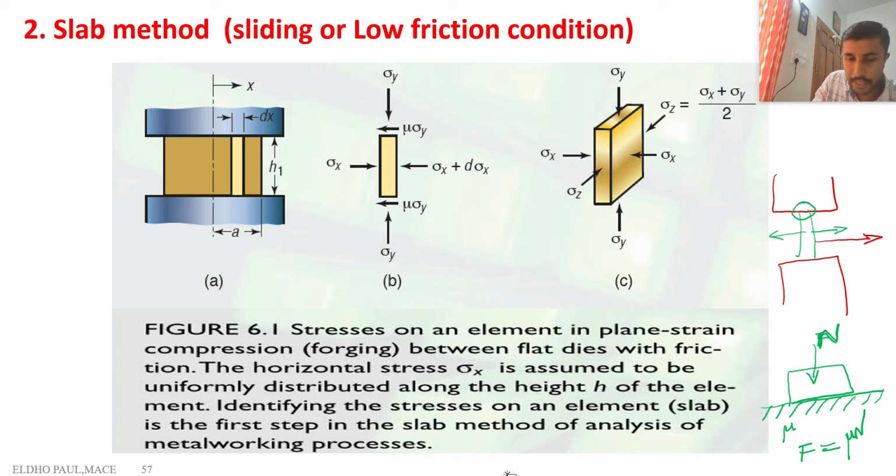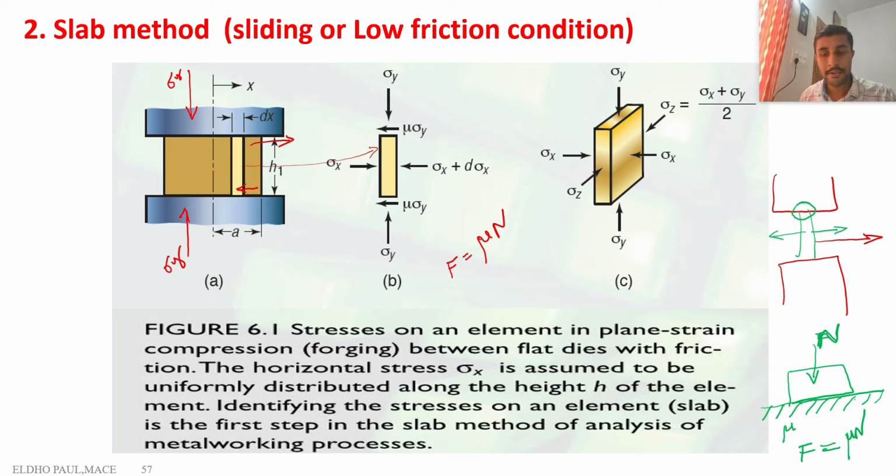I take this figure. The material is moving in this direction. When we take this element, what is the direction of the friction force? This is the direction of the friction force at the interface. The friction force is in the opposite direction of movement. In this yellow element there will be a friction force, and its value is F equal to mu N. In the die, I am applying a force, the vertical compressive stress sigma y.